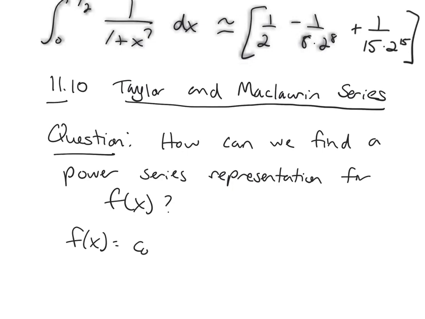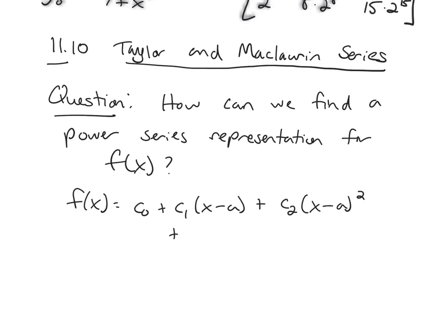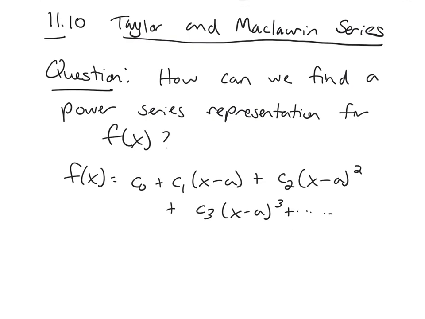Let's just say it's c0 plus c1 times (x minus a), plus c2 times (x minus a) squared, plus c3 times (x minus a) cubed, and so forth. It has some kind of power series, and I'm listing out the terms, and it has some radius of convergence. I'm going to call it R. And a is some fixed value. I need to find these coefficients, c0, c1, c2, and c3.